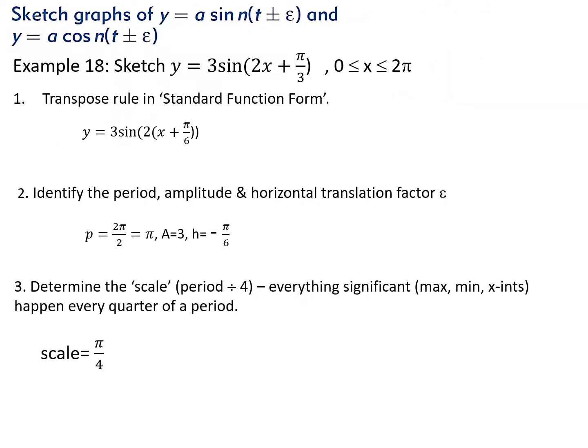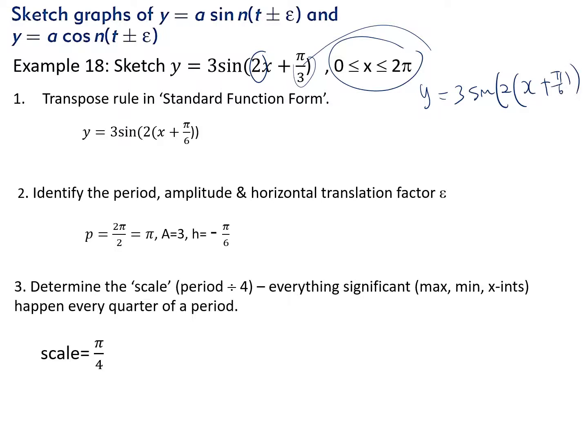Okay. All right, example 18, we're going to sketch y equal to 3 sin(2x + pi/3) for the given domain. So step 1, we're going to transpose the rule into the standard function form. So y equal to 3 sin, take out the 2, so bracket x plus, if I take out 2, I need to divide pi/3 by 2, so that's how I got pi/6. So let's check: 2 times x is 2x, 2 times pi/6 is pi/3. That's correct. So step 1, transpose the rule into the standard function form.